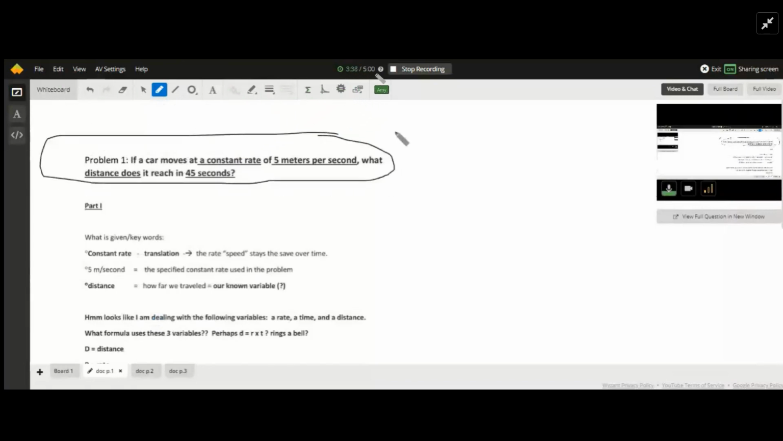First thing I always do, and it may sound redundant or silly, is to read the problem and ask yourself, what is it asking me to do? Particularly if you get lost in a problem or you're overwhelmed, it helps you refocus to remember what you were supposed to do. So let's think about that as we read this problem. It says, if a car moves at a constant rate of 5 meters per second, what distance does it reach in 45 seconds? Okay.